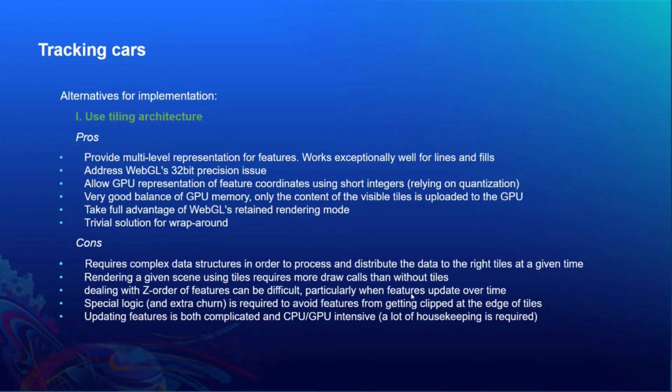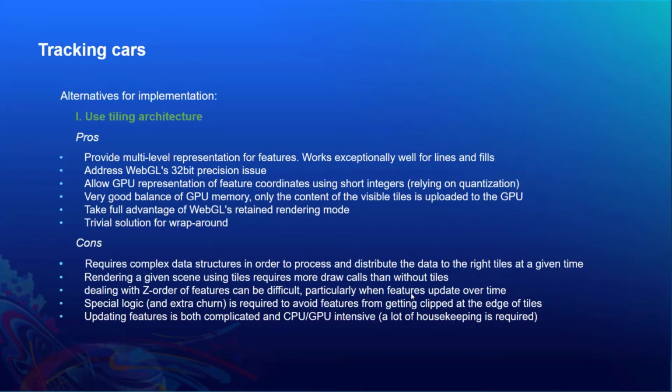As far as implementation alternatives, we really have two. One is using tiles. The other one is not to use tiles, basically using just a single WebGL buffer encoding all the data. Using tiles is actually pretty convenient, and it solves a lot of problems. As a matter of fact, in last year's presentation, we talked quite a bit about tiles. Tiles provide multiple level representation of the data. It works really well with lines and fills, because those multiple level representations allow us to simplify the data and avoid artifacts. When we're using tiles, we can encode the data in integers.